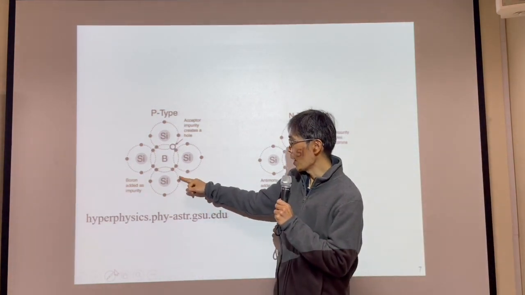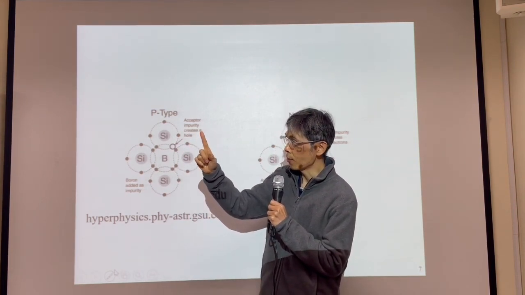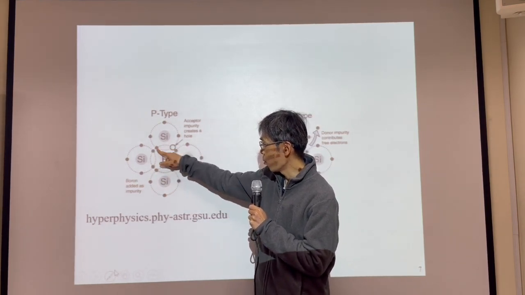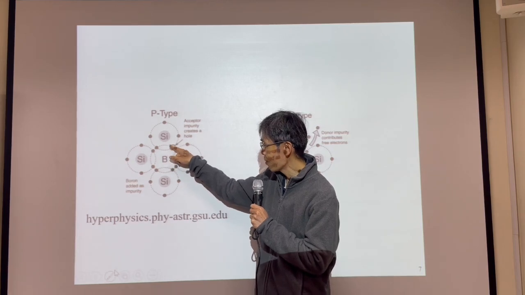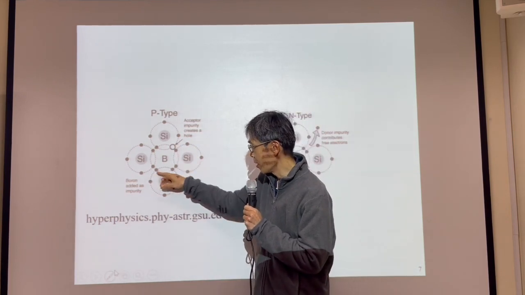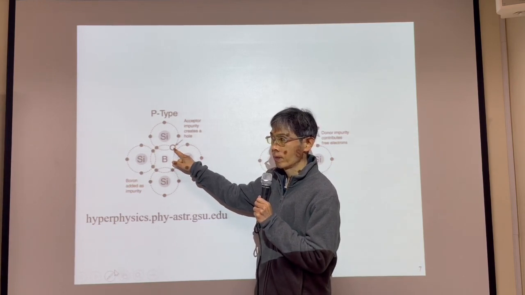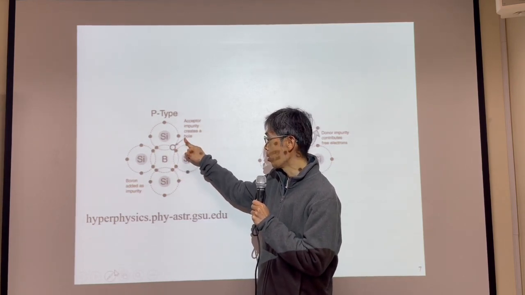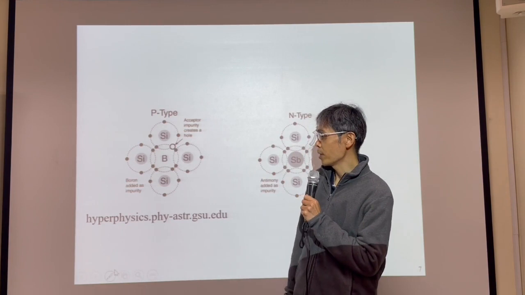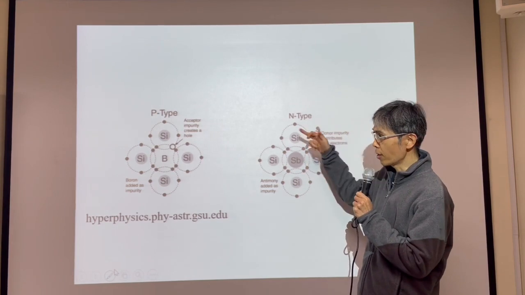And in the opposite case, boron has only 3 electrons in its outermost layer. Say 1, 2, 3, and silicon contributes 1, 1, 1, 1. So we don't have 1 more electron to fill this layer. Then we call this a positive charge, a hole. So this is a P-type semiconductor, and the other is an N-type semiconductor with 1 free electron for conduction.